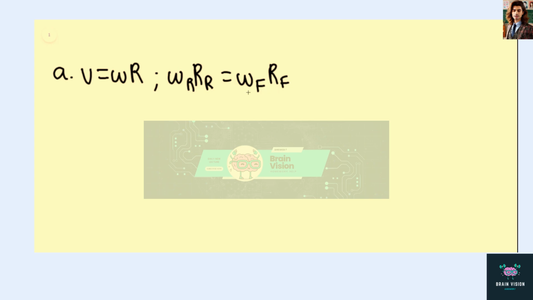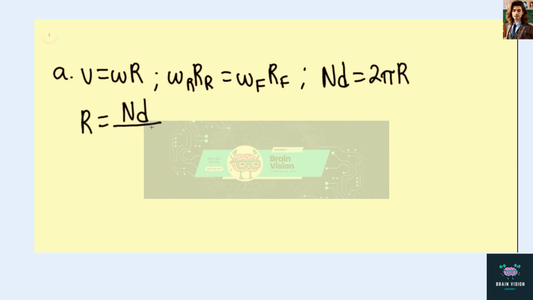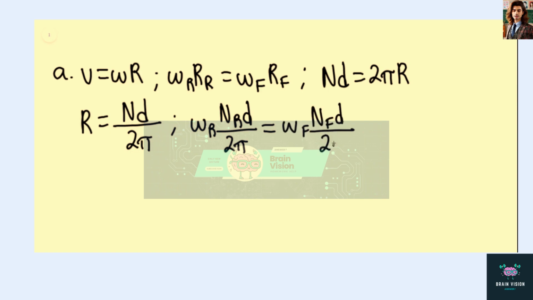We can say that if the teeth on the sprockets are separated by a distance d, then the number of teeth times the spacing d would equal the circumference of the sprocket, so 2 pi r. And so r equals the number of teeth on the sprocket multiplied by the spacing between the teeth divided by 2 pi. And so we can then say that omega sub r times n sub r d divided by 2 pi would equal omega sub f times n sub f d divided by 2 pi.